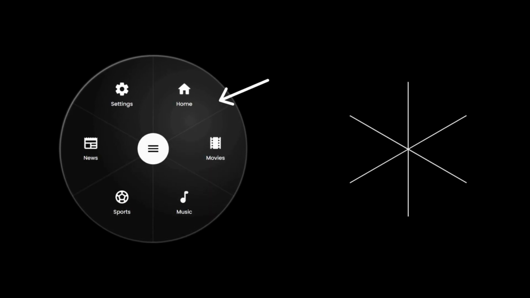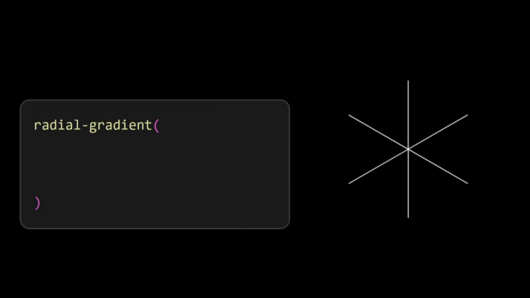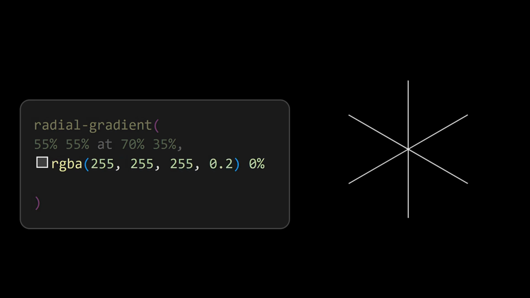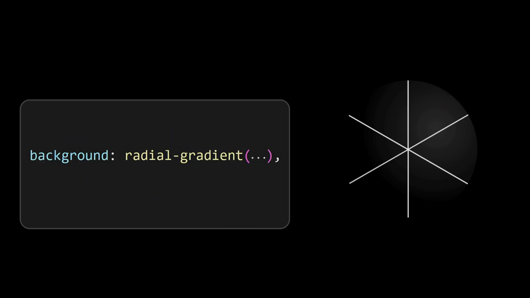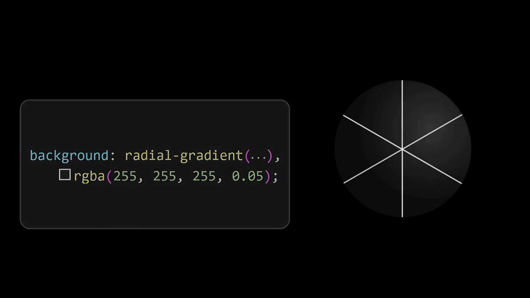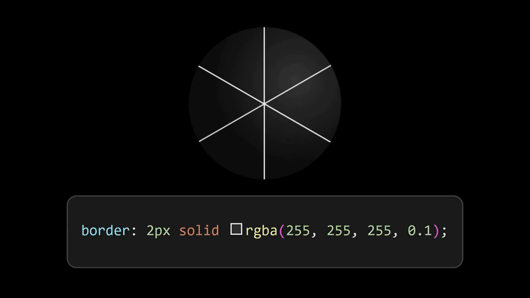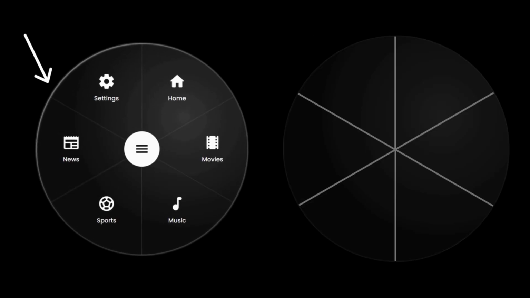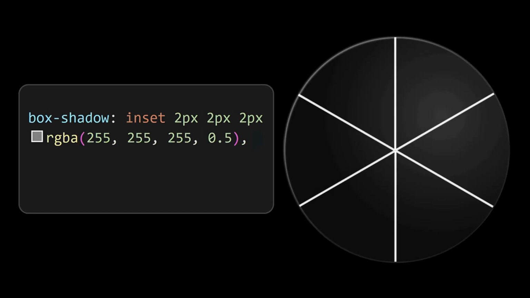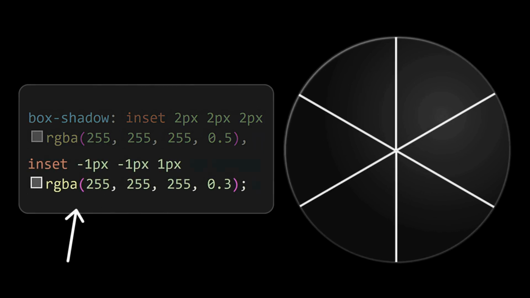For the background color, we will simply use a radial gradient, with a circle of radius 55% of the size of the menu, at some random point, starting with some shade of white, and ending transparently, and also set a default background color. Next, add a simple border as shown. For creating this glass effect, we will use two simple box shadows, one at the top left corner, with inset mode, to make it an inner shadow, and another inset shadow at the bottom right corner.